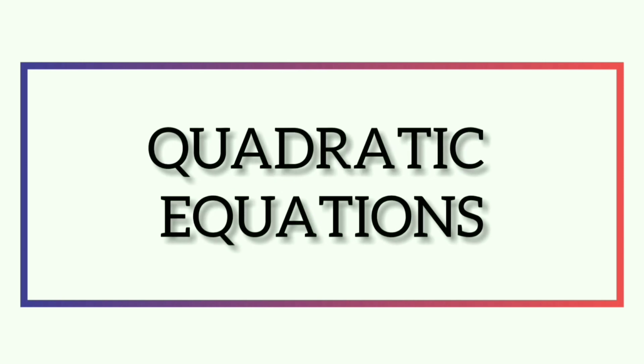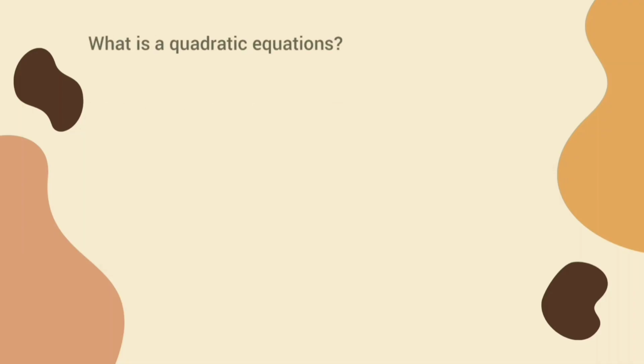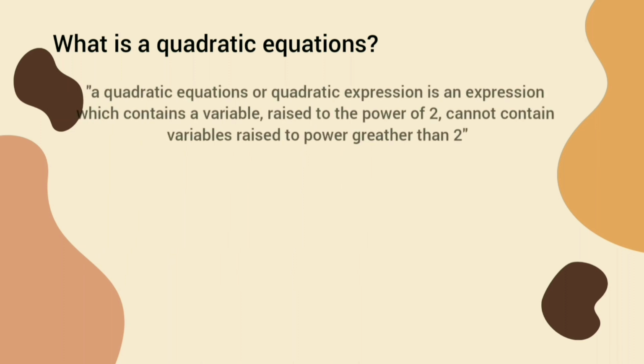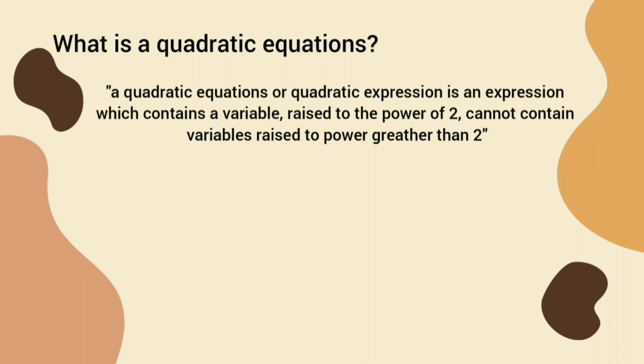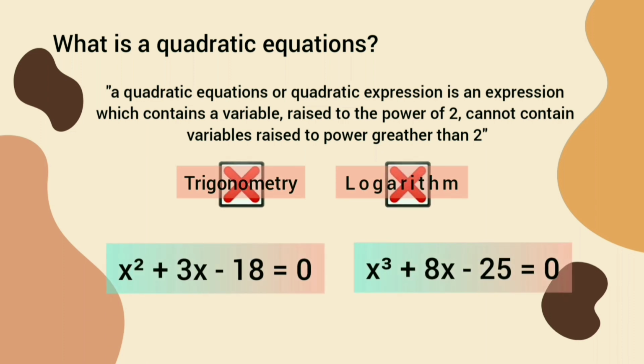But first, we need to define a quadratic equation. What is a quadratic equation? A quadratic equation or quadratic expression is an expression which contains a variable raised to the power of 2 and cannot contain a variable raised to a power greater than 2. It also cannot contain terms which consist of trigonometry and logarithm.